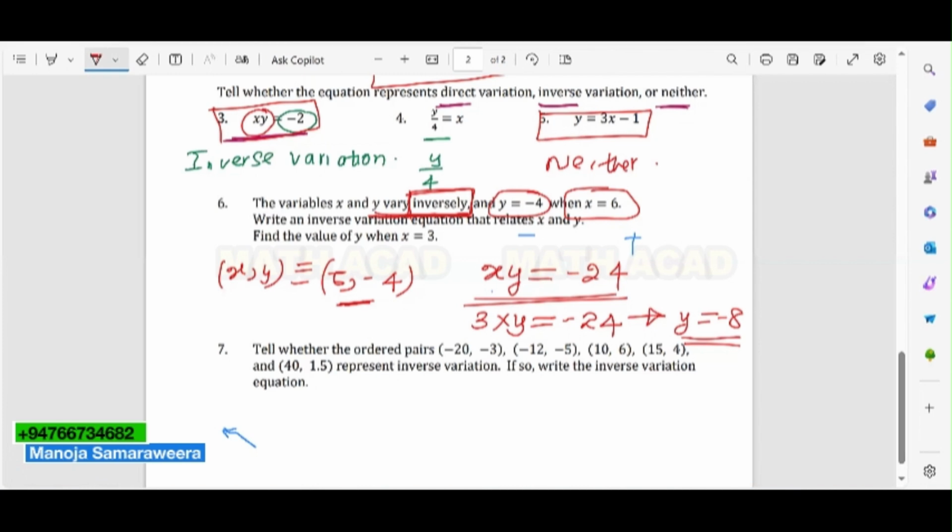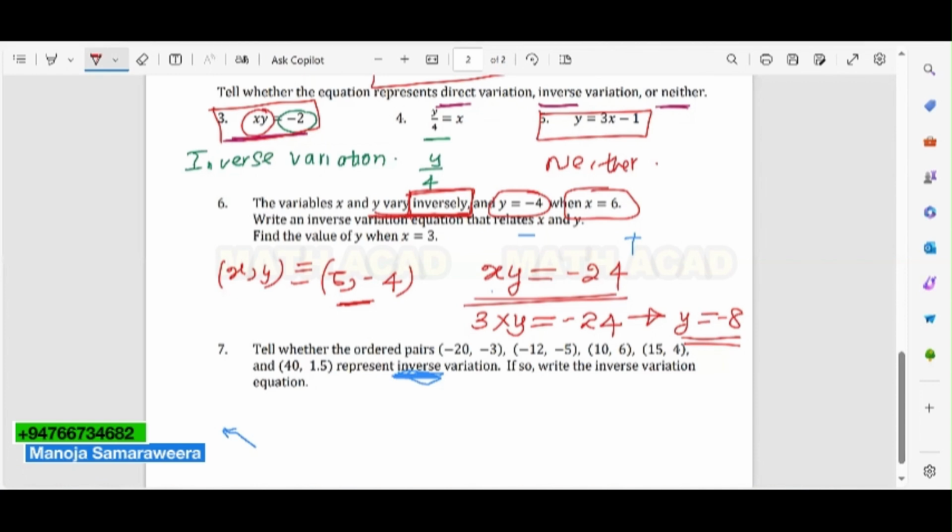Do these represent inverse variation? If so, write the inverse variation equation. So we have been given 5 data points. By looking at those points, we have to check whether this is an inverse variation or not. What is your conclusion? How to do that?